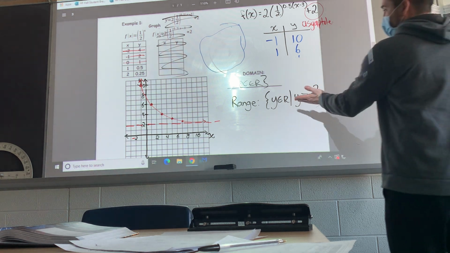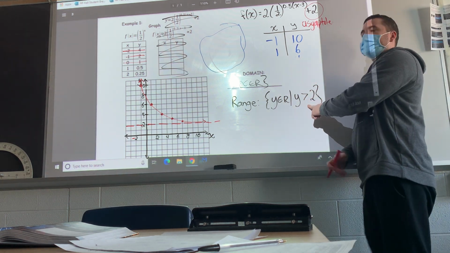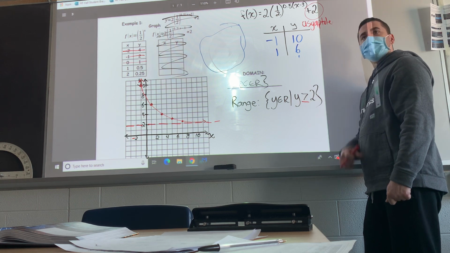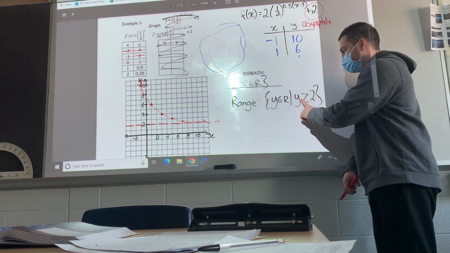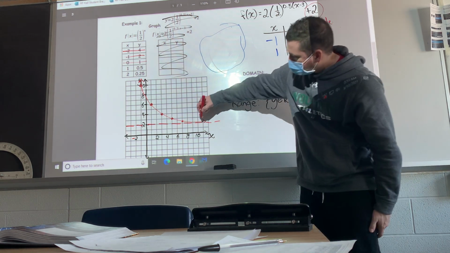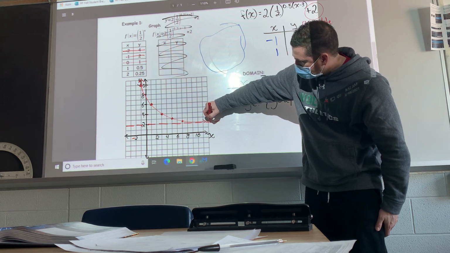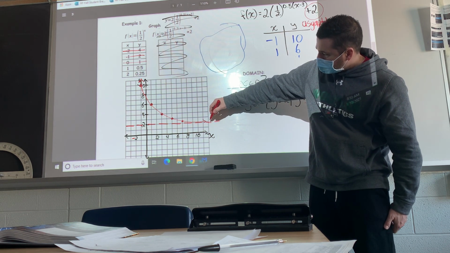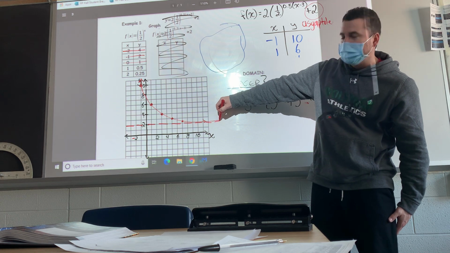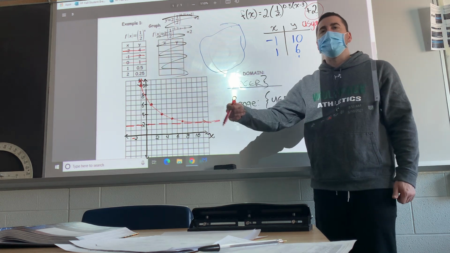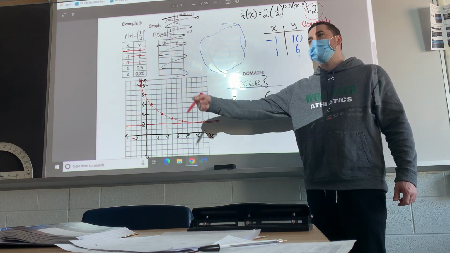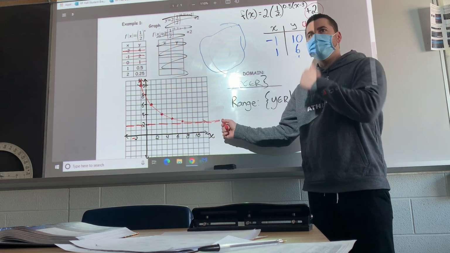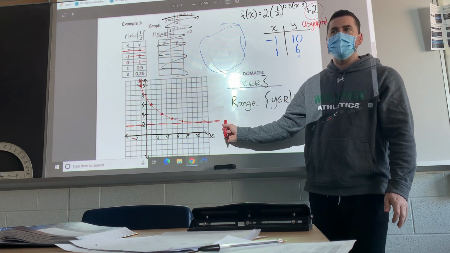So that's why our Y values are everything greater than 2. We do not put the equal to, because it's not actually going to touch 2. Okay, but what happens is the graph will keep getting smaller and smaller. It will keep getting closer and closer to 2. So it'll be like 2.01, 2.001, 2.00001. Okay, it's going to keep getting very, very close, but it'll never actually touch 2.